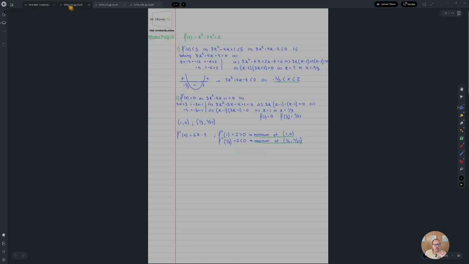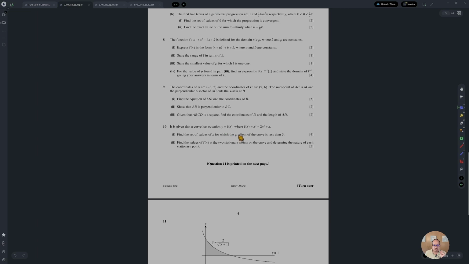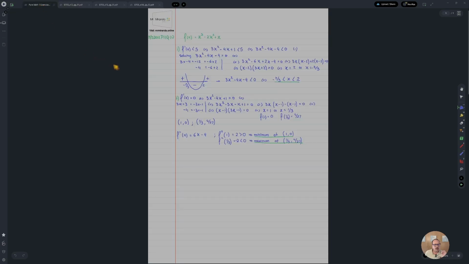So showing the values of x for which the gradient of the curve is less than 5 means what? Means differentiating the function and testing it for any value that is smaller than 5. So differentiate this, and since it is a cubic, you have this quadratic, and put it smaller than 5. This is the same thing as sending this to this side. And then what do I usually do in these cases?